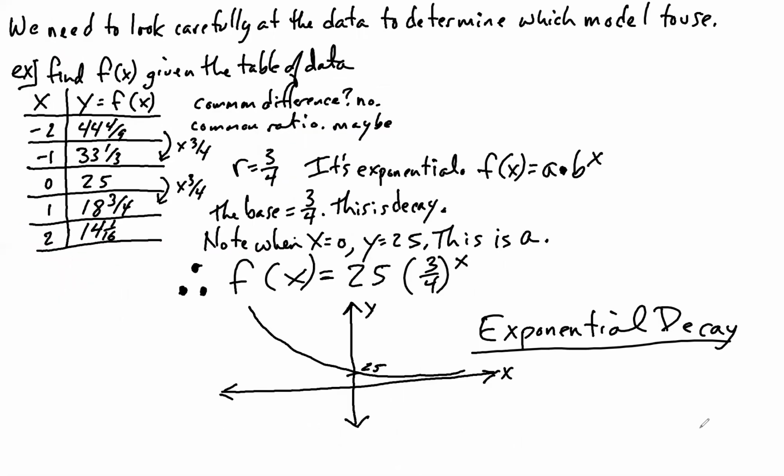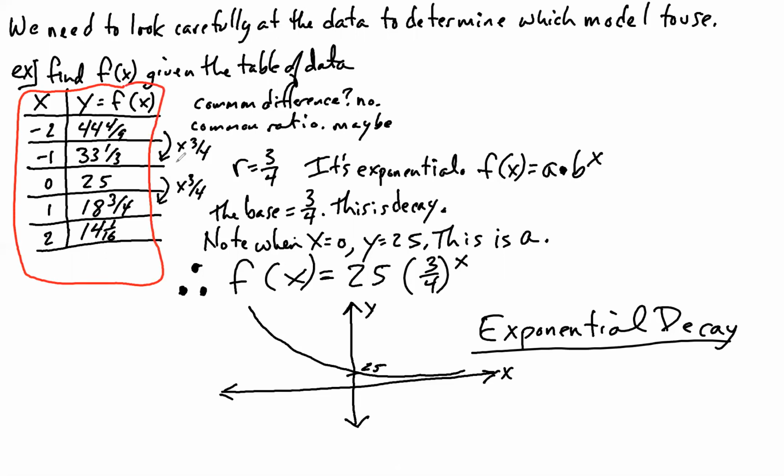So we really do need to take a careful look at the data to determine which model we need to use. We need to see, do we have a common difference, a common ratio? Let's see what we have here. So we have a table. Once again, we're given this table, and we're asked to find the equation that fits it.